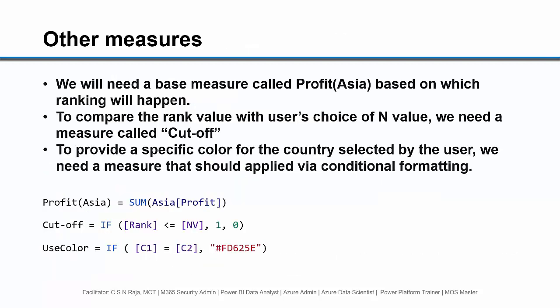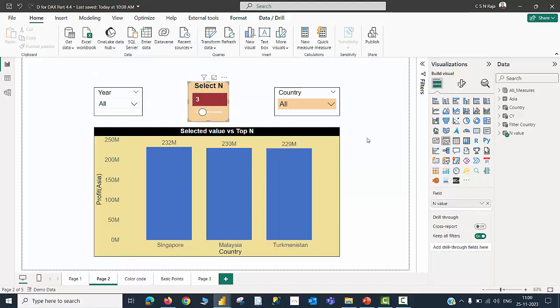Couple of other measures that we are going to use in this example are a simple explicit measure to identify the profit, that will be summing the values from the profit column of the fact table. And then we are going to use a logic called cutoff, which you might have noticed in part 4.3 of this video. And for getting the required color for the visual, we are going to use a color code measure called use color.